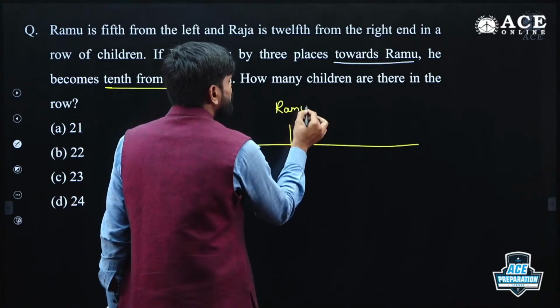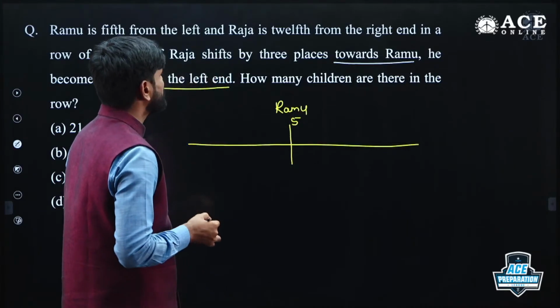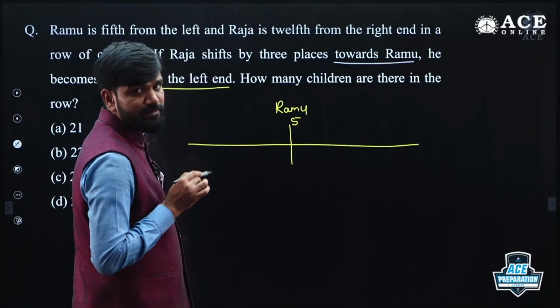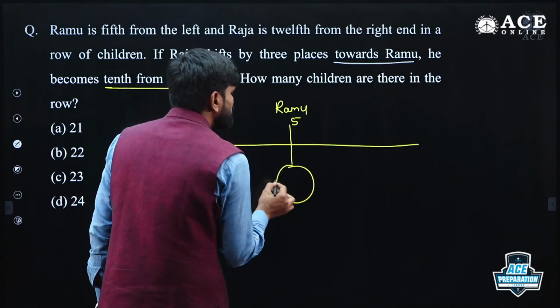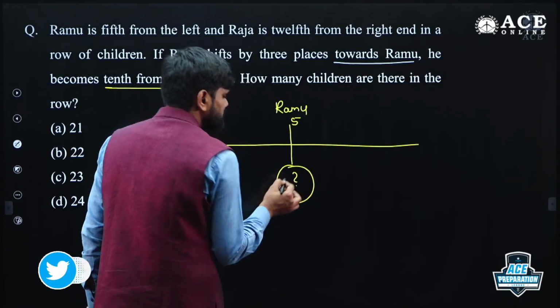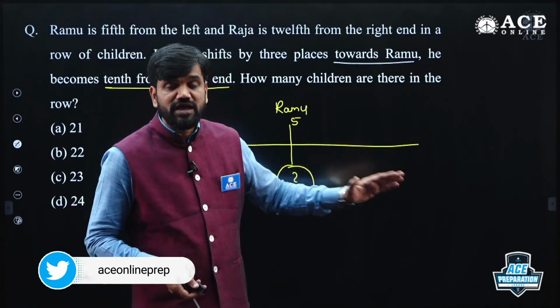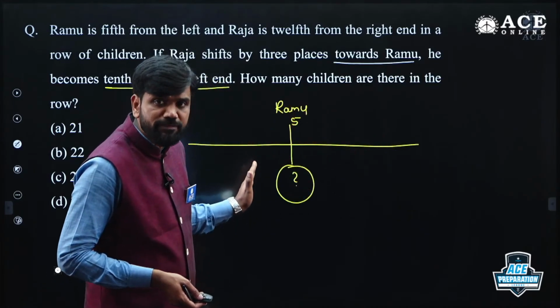Ramu is 5th from the left end and Raja is 12th from the right end. I don't know where to place Raja unless I know the position of Ramu from the right. As I don't know the position of Ramu from the right, I cannot decide where exactly Raja is going to come.